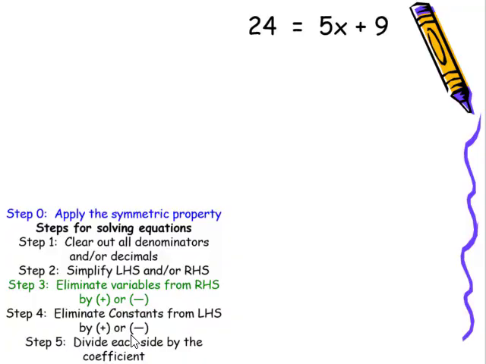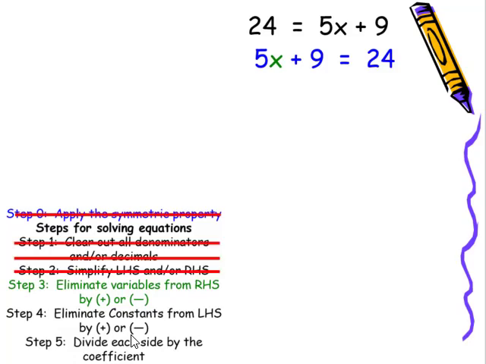Now notice that we have the variable on the right-hand side. This is when we want to use the symmetric property. So step number 0 is complete. Since we have no fractions or decimals, step number 2 is complete. Step number 3, we won't be using that, so that's complete. So now we're straight to step number 4.